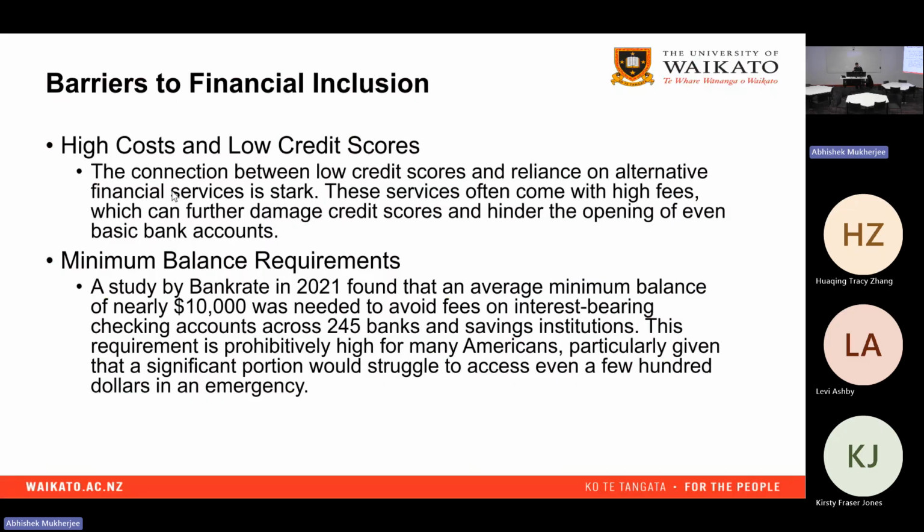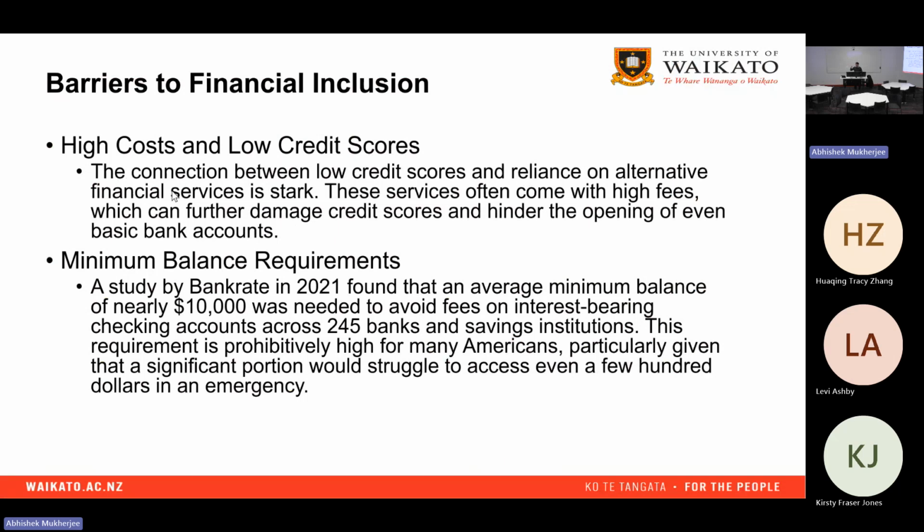So can you see the spiral over here? So a low credit score doesn't give you access to the loans or other services. To have access to those services, you go to alternative financing, and then you end up paying much higher fees and interest costs.